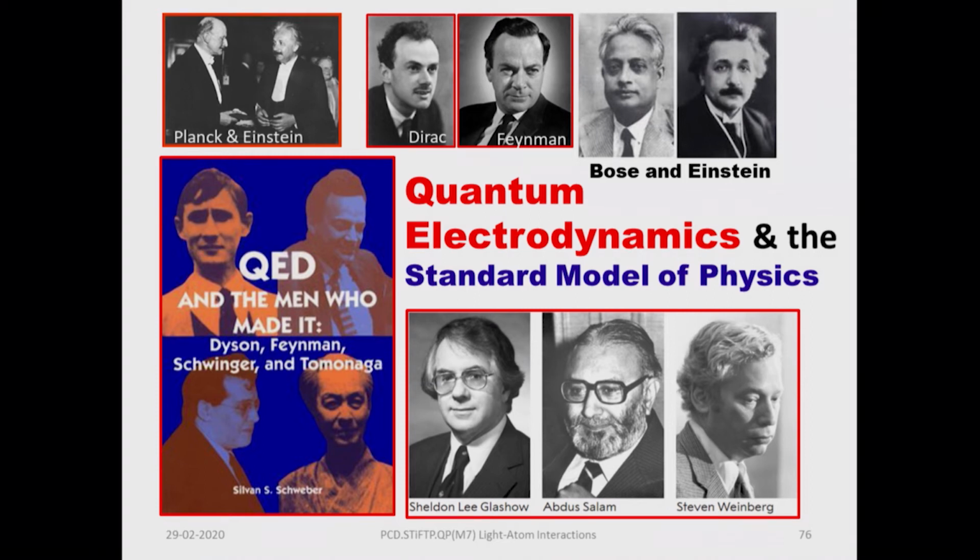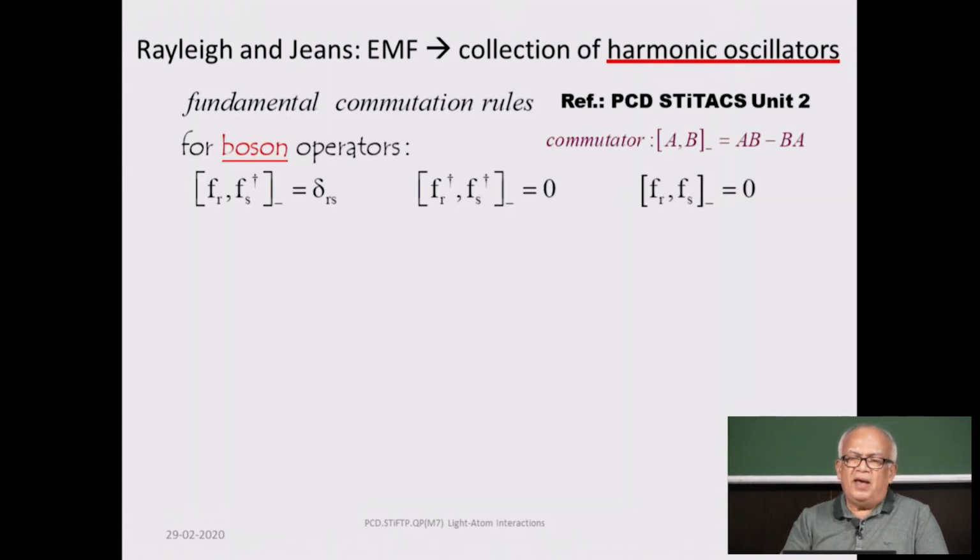So this is quantum electrodynamics. It is based on the work of Planck and Einstein and Dirac and Feynman and of course Bose and Einstein. This is the quantization of the electromagnetic field, and this model was used even at the time of the early works on black body radiation. Rayleigh and Jeans considered harmonic oscillators, right? And then Planck came up with this idea of a quantum of electromagnetic radiation.